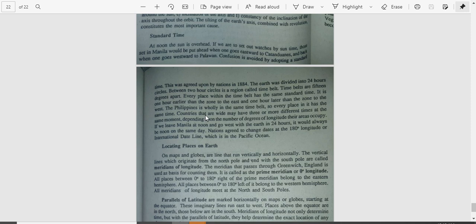Countries that are wide may have different times. You have, for example, the USA, which is separated by state. Same with China, you have your provinces. Different provinces cover different areas, therefore, different time zones.